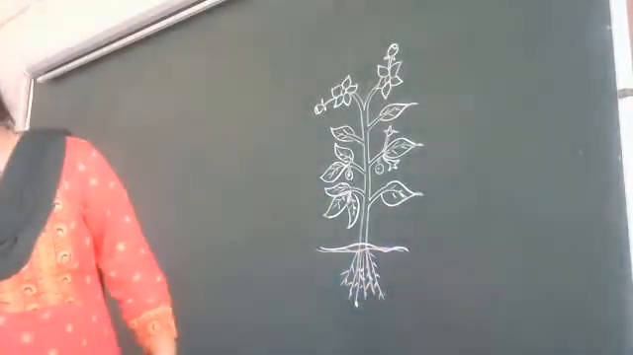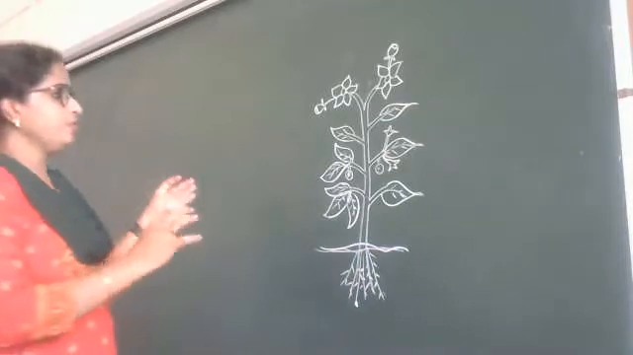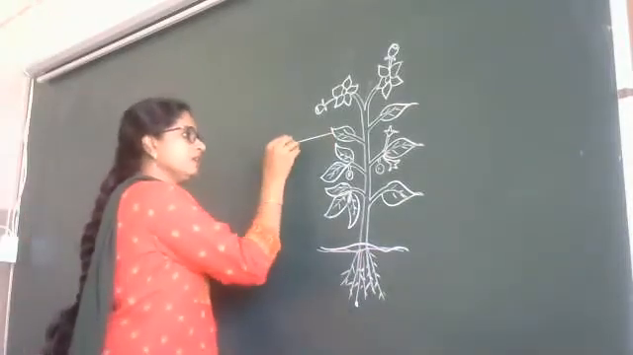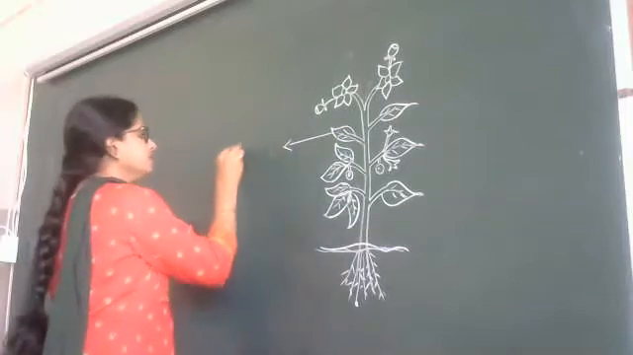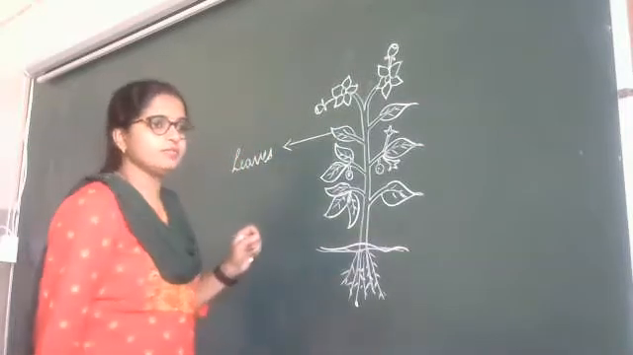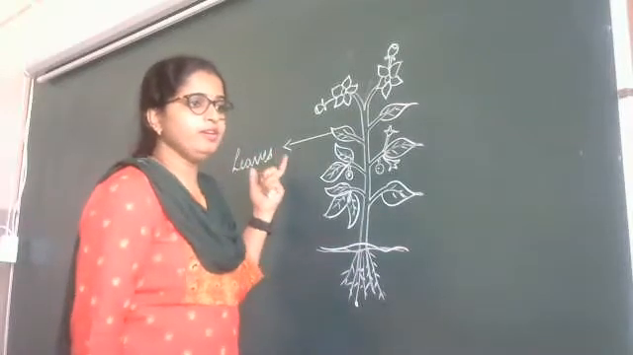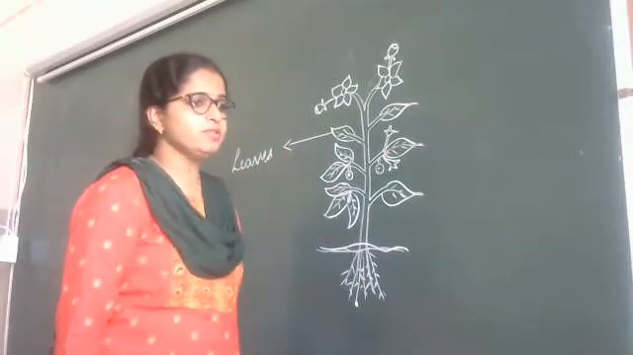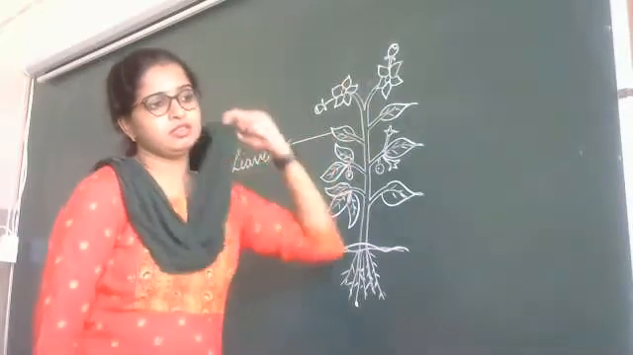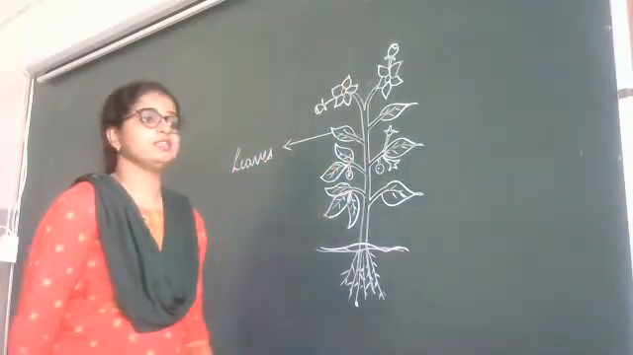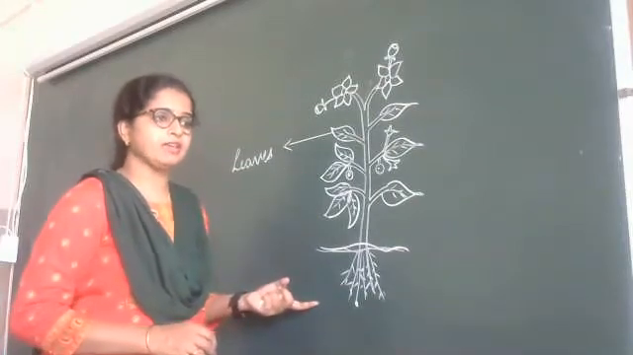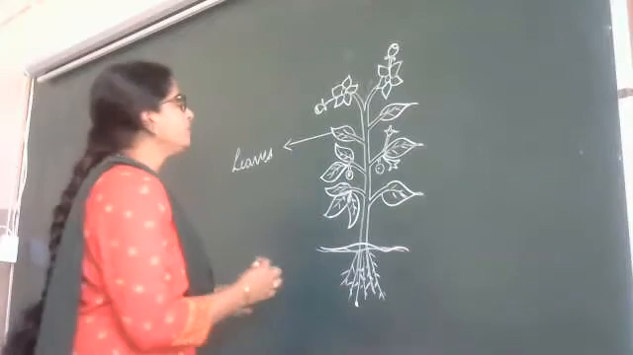And here, the first thing which we can see in the plant is, as I said yesterday, what is it? Leaves. And what does it do? What is the work of leaves? Why is it important in the plant? Yes, leaves prepare food for the plant. How does it prepare food for the plant?